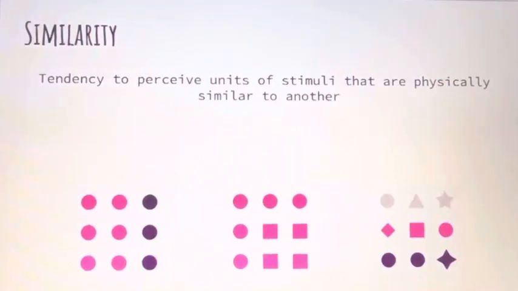And similarity is a tendency to perceive units of stimuli that are physically similar to one another. In that first picture, you might think those pink circles are separate from those purple circles because the pink are similar and the purple is not. In that second picture, you pick apart the squares from the circles because the squares are similar to each other and the circles are similar to each other. And in that last picture, they're all different shapes, but because the colors are similar and next to each other, you pick apart three different groups based on their colors.